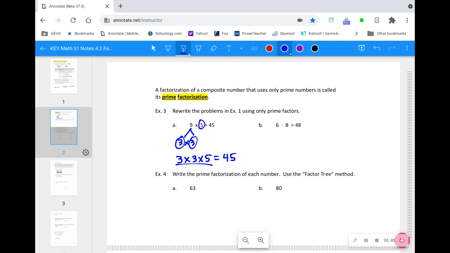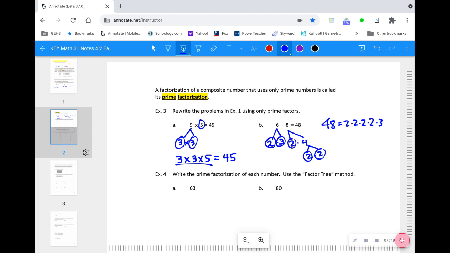To do the same thing on the other example here, 6 times 8, we're going to first split up the 6 as 2 times 3, and then we're going to split up that 8 into 2 times 4, and the 4 itself can be split up into 2 times 2. So if I circle the ends of these, there's your prime numbers. I'm going to put all the 2's in front, and I think I'm counting 4 of them. 48 would be factored into 2 times 2 times 2 times 2 times 3.